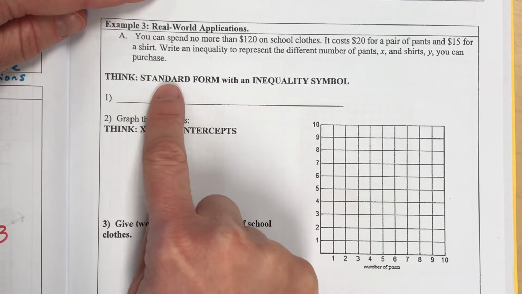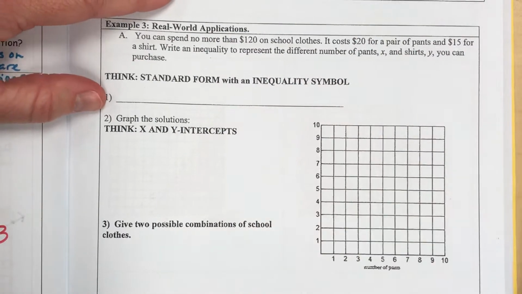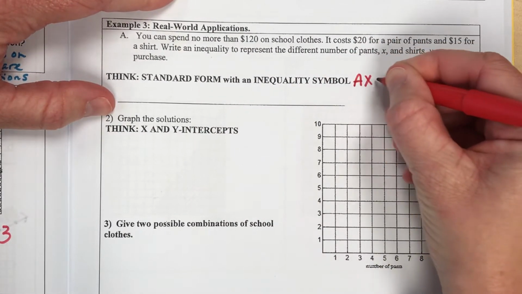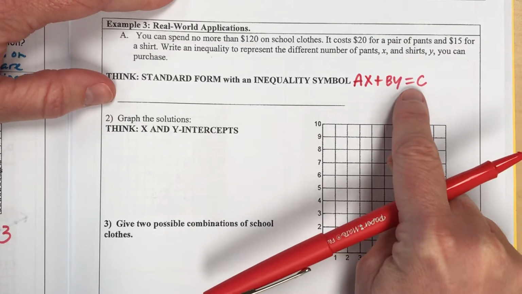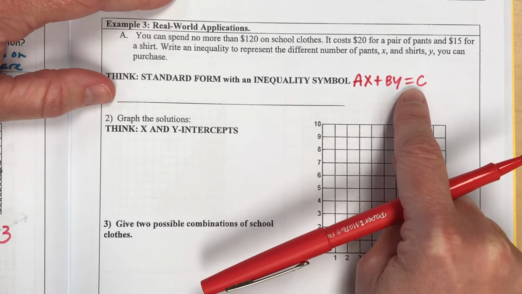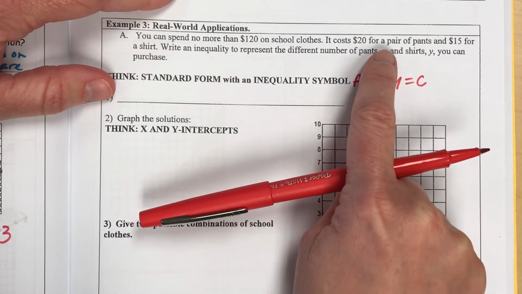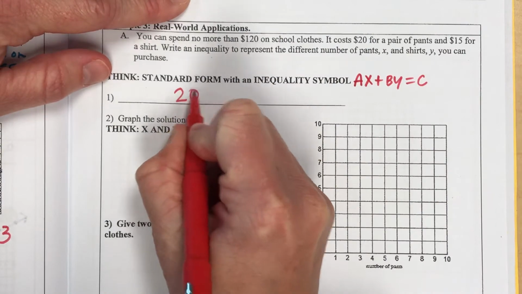I think what we want to do here is use standard form of an inequality, and we do want an inequality symbol. So X and Y, standard form of an equation looks like this: AX plus BY equals C, and I need to use an inequality sign for that equal sign. So less than, greater than, less than or equal to, greater than or equal to. I noticed that I have a coefficient for my X. If X is pants and pants cost $20, it's going to be 20X.